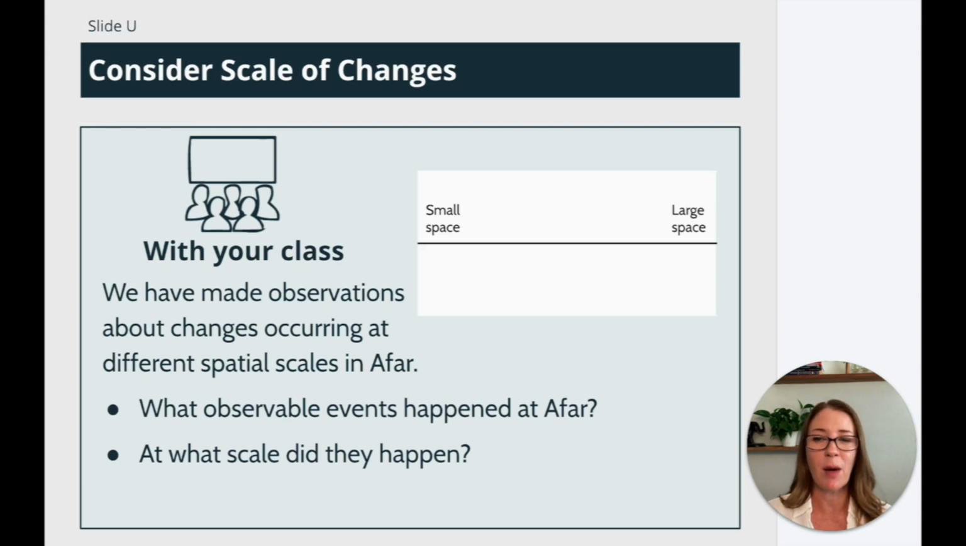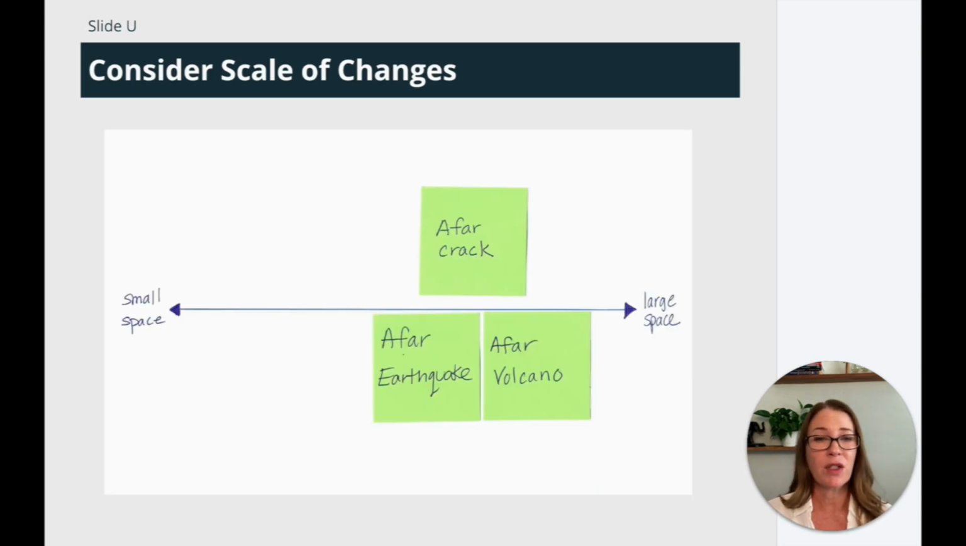And here's an example of what one might look like. Also, the Afar earthquake. So students put them in this order. We're kind of not sure exactly which would be considered smaller. Is the earthquake a little smaller than the crack, or is the crack smaller than the earthquake? We were in a little bit of disagreement, so we put them both on the larger end, but there was some discussion about these two. And then the volcano seems to be pretty big, so we put that a little bit more to the right in the large space scale.